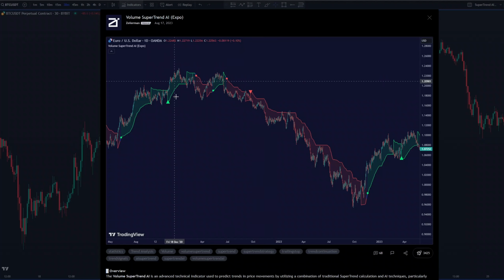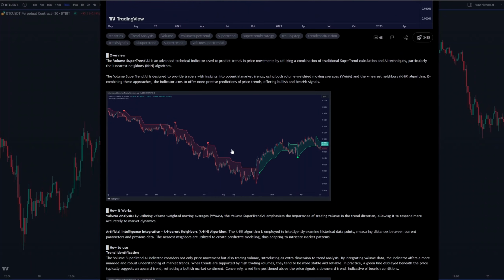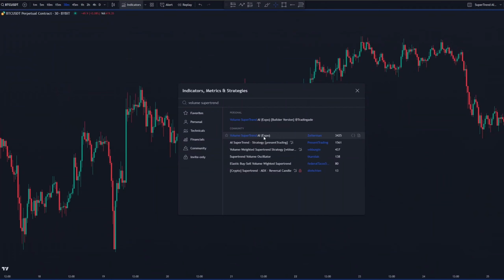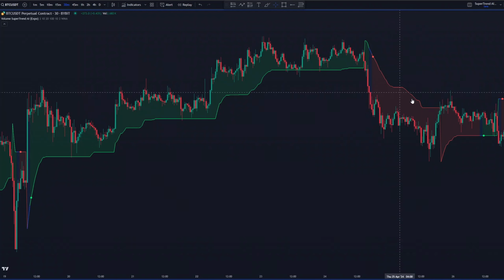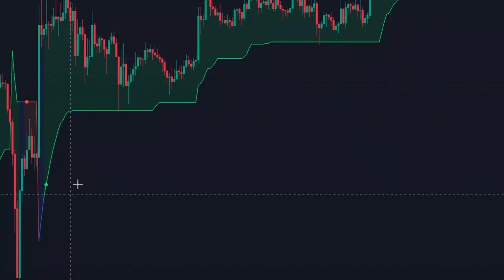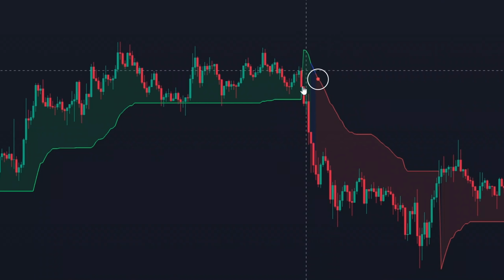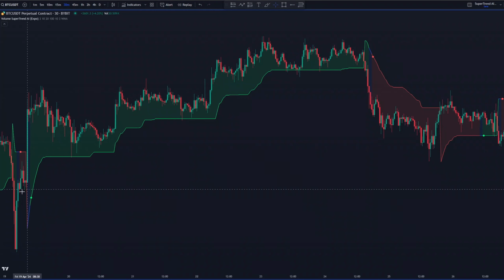But in addition to the supertrend, this powerful indicator uses volume, and it combines both supertrend and volume with a machine learning algorithm, specifically the k-nearest neighbors algorithm. You can read more details here in the documentation. By opening the Volume Supertrend AI, as you can see, we have a green line below the prices and we have a red line above the prices. Then we have a bullish start point and a bearish start point, which indicate the beginning of a potential upward trend or a downward trend.